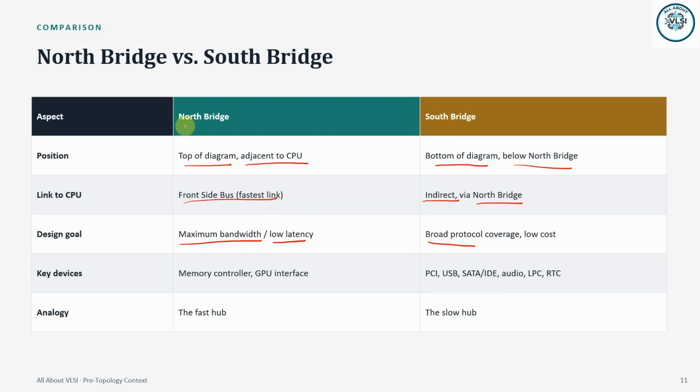And key devices which are connected to my north bridge are the memory controller and GPU interface. On the south bridge we can connect PCI, USB, audio, LPC, RTC and all. And you can think of north bridge as the fastest hub, and south bridge as basically the slowest hub.